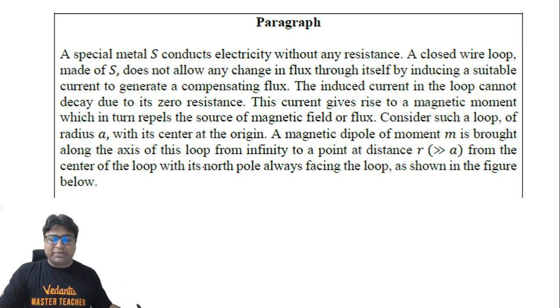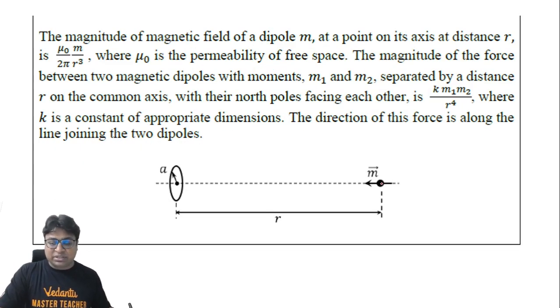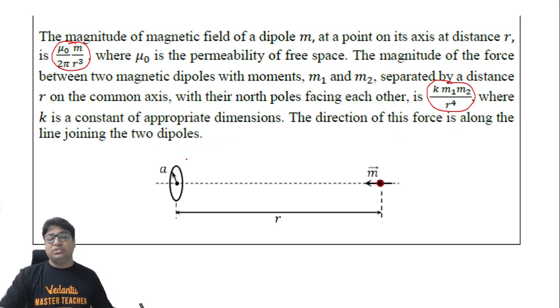So it's an interesting paragraph. All the information that we need to solve has been given in the paragraph itself. The question says that there is a small dipole of magnetic moment M traveling towards a superconducting loop of radius A, and it tells us that a dipole magnetic moment produces this much magnetic field at a distant point on its axis. It also tells us the force of interaction between two magnetic dipole moments separated by a distance r and aligned along the same line. Based on this we have to answer two questions.